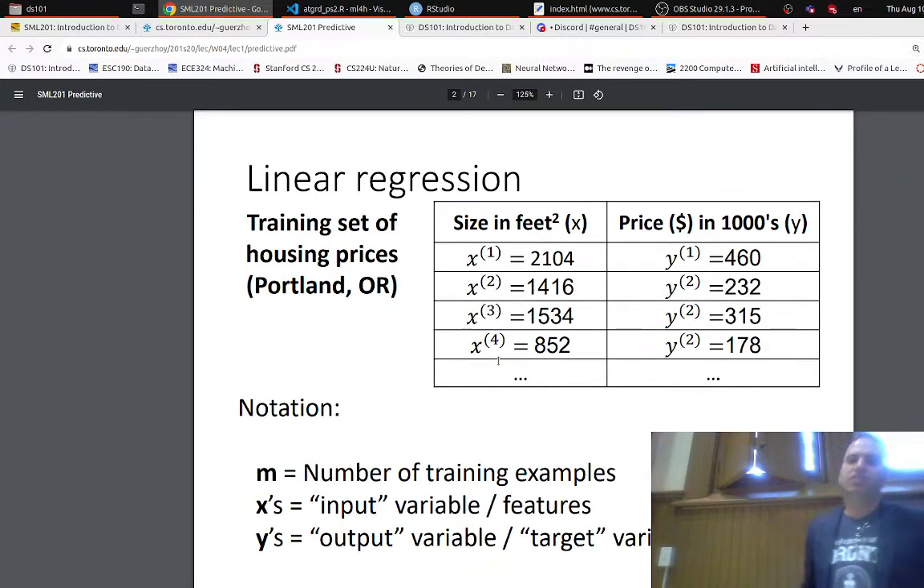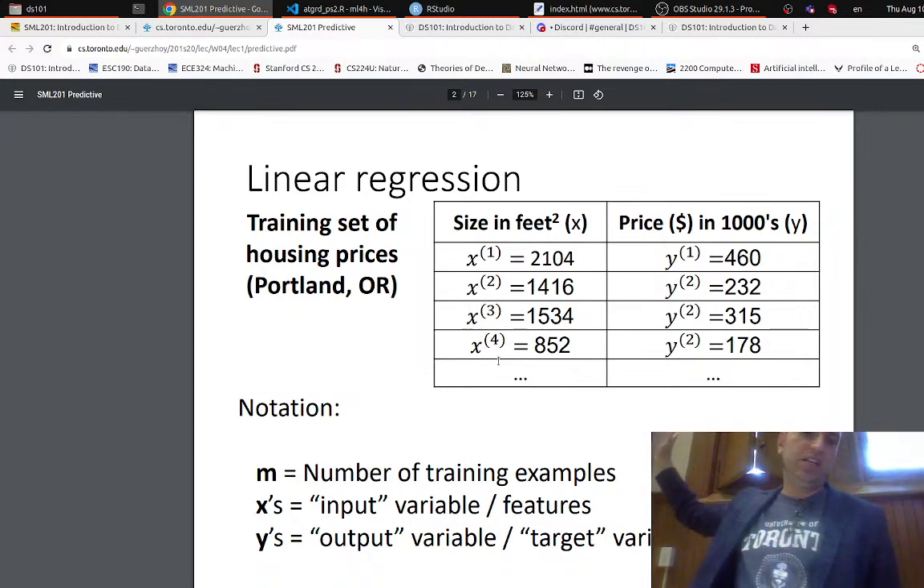So here's an example. This is referred to as linear regression. Let's say that you have this data set where for houses that were already sold, you have the size in feet squared, and you have the price at which the house was sold. Right, so Portland is even more expensive now.